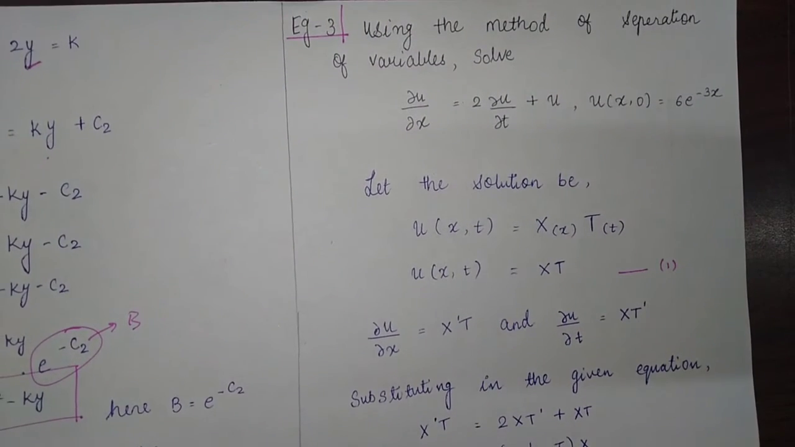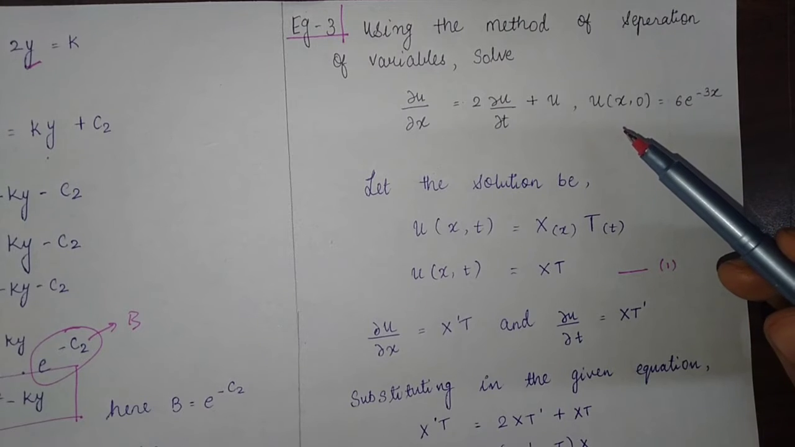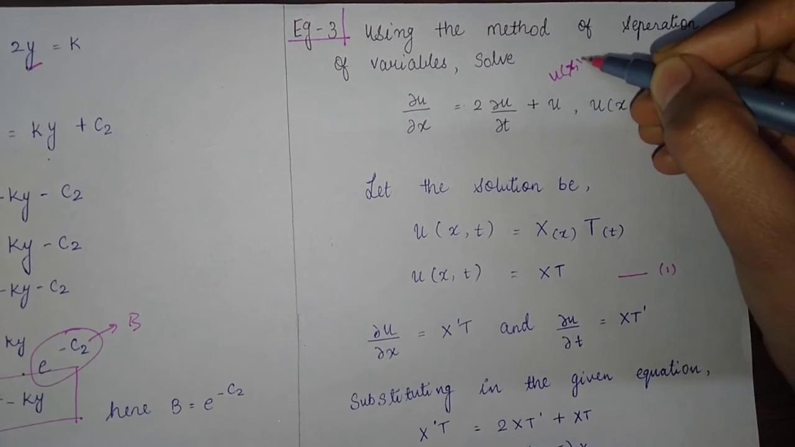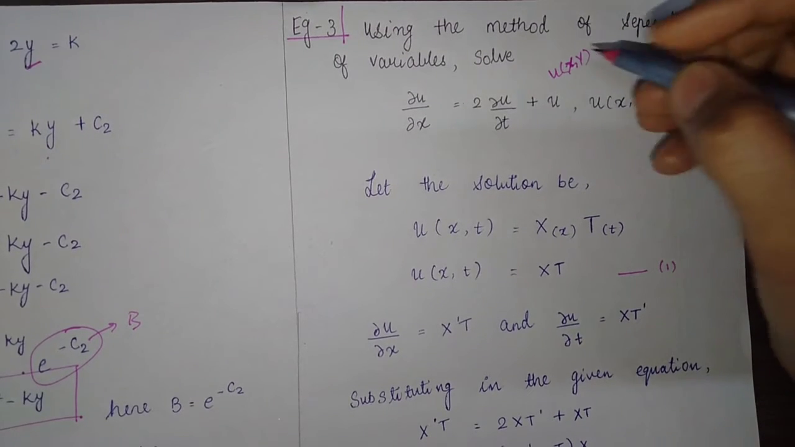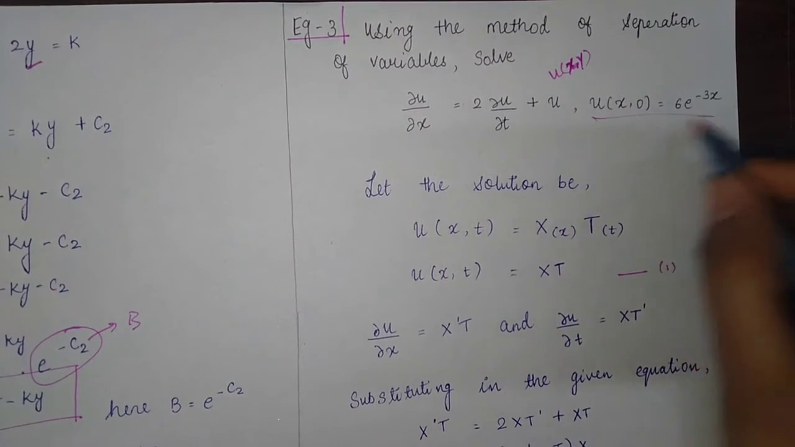Using the method of separation of variables, solve del u by del x equal to 2 into del u by del t plus u, and at last after you get the result, that is u of x comma y, then you have to show that, x comma y, then you have to do this operation.